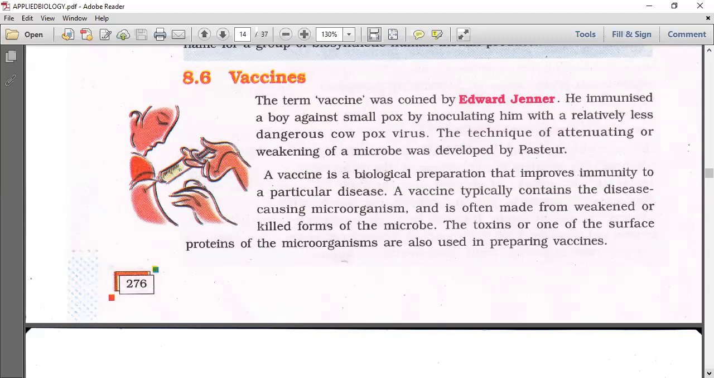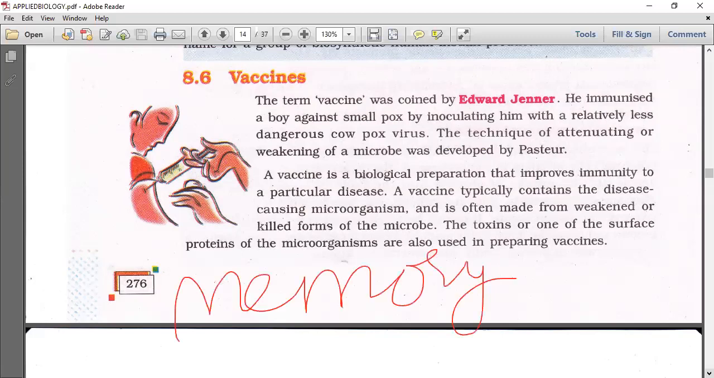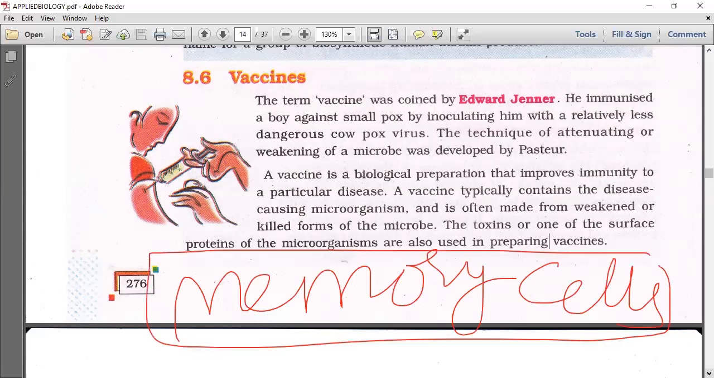Cowpox virus is so weak that they are not able to get smallpox, but they developed memory cells. We are not fighting with the hero, we are fighting with the dupe of the hero, but we are able to develop memory cells. Now we can fight with the hero also. So that was the observation made over the discovery of vaccine. The technique of attenuating, or weakening, a microbe was developed by Louis Pasteur.